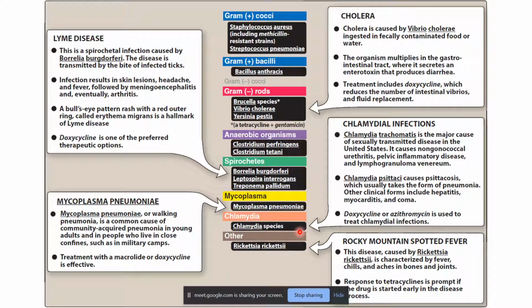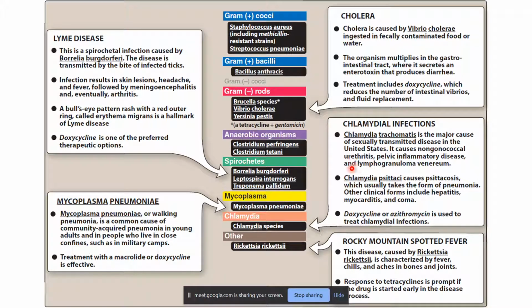And then the chlamydial infections include Chlamydia trachomatis, which is also a sexually transmitted disease. So it's not called French disease, but still it is also transmitted by sexual intercourse, and it leads to urethritis, pelvic inflammatory disease, and lymphogranuloma venereum.